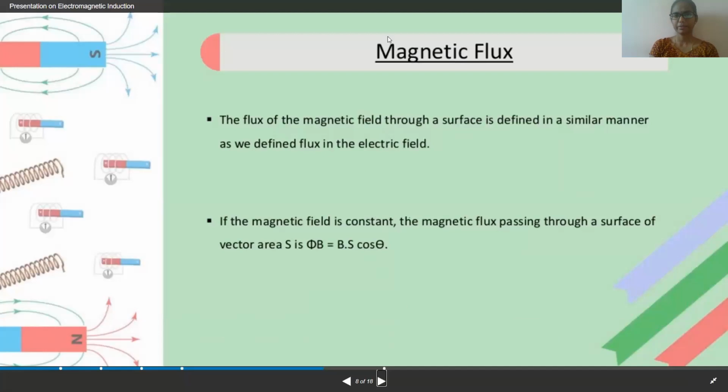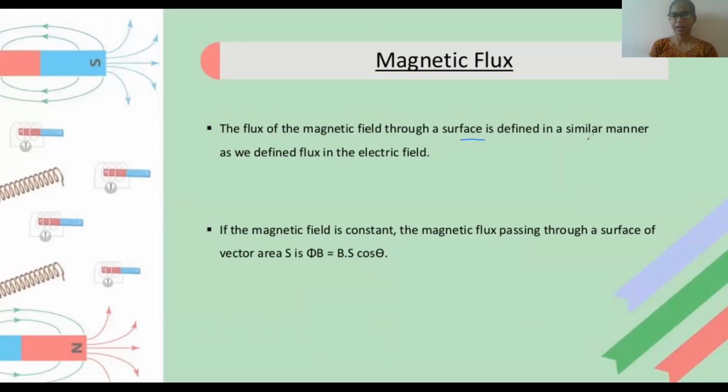Next one, magnetic flux. See children, what is this magnetic flux? It indicates the flux of a magnetic field through the surface. Magnetic flux or flux of a field through a surface is defined in a similar manner as we define flux of electric field. Magnetic field flux is the magnetic field lines passing through the surface.